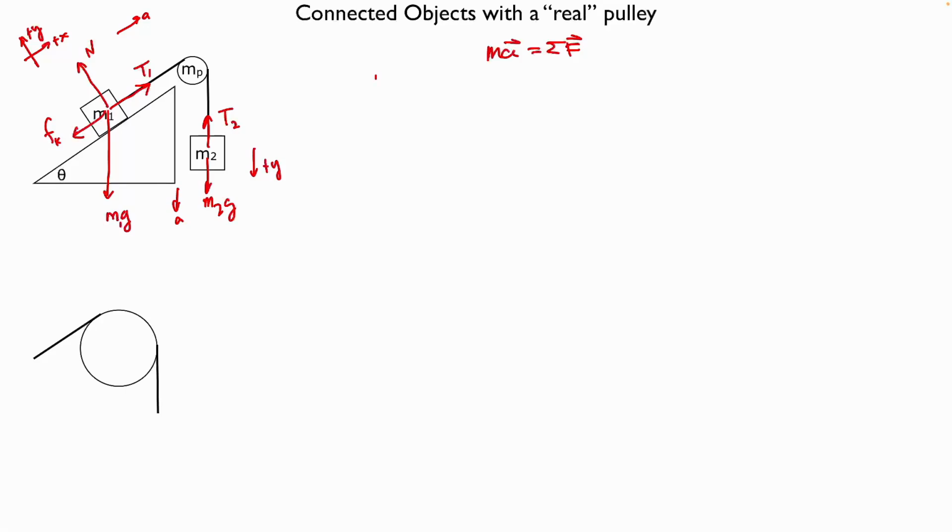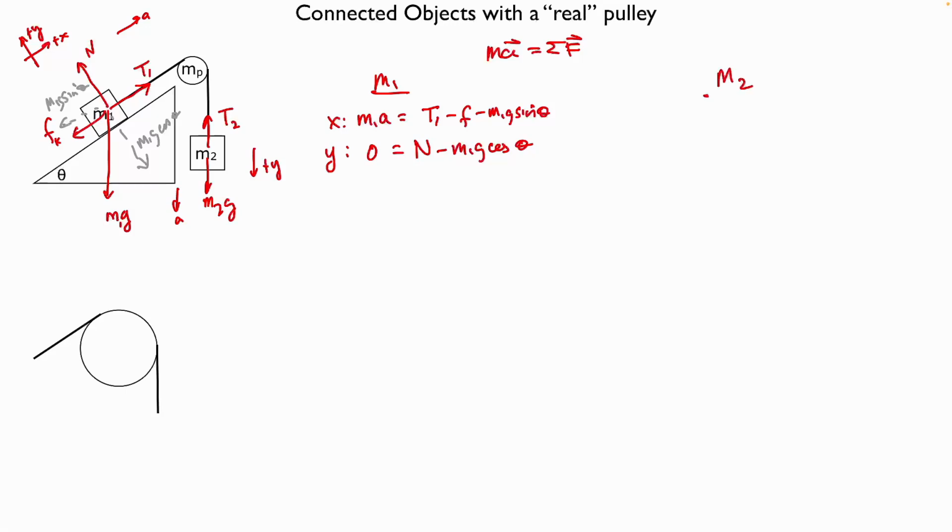Okay, so for mass number 1 in the x direction, m1a equals, well, I didn't go and find components, did I? That one right there, that's m1g cosine theta. We know all this already. This is m1g sine theta. Been here, done that. Okay, so let's see here. In the x direction, I've got T1 minus the friction minus m1g sine theta. I think I did that right. And in the y direction, I've got 0 equals N minus m1g cosine theta. Again, you could go back into your chapter 6 notes and see exactly that thing.